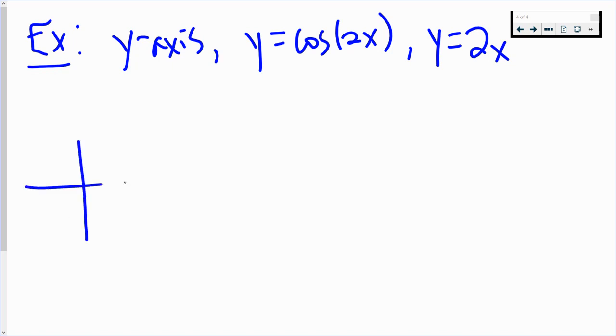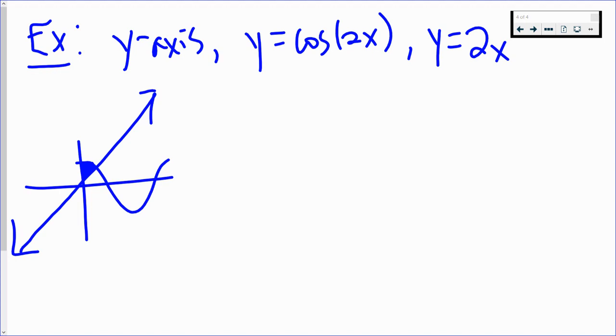So if you go to graph that, let's think about what we have. Obviously, we know where the y-axis is. Cosine of 2x, we're going to be periodic, starting at the y-axis. Y equals 2x, for that one, we have a linear function. Slope of 2 goes through the origin. Okay, so the area bounded by these three things would be here.